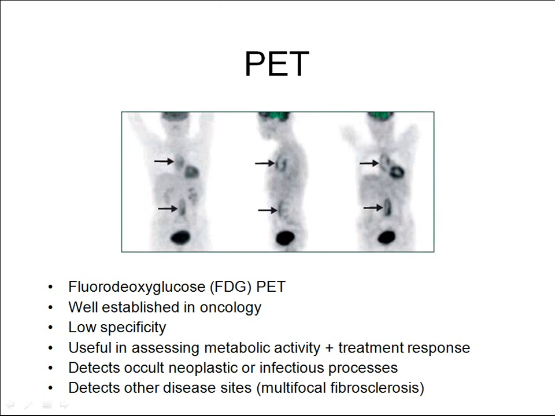PET scanning has been used in retroperitoneal fibrosis, although not commonly used, especially in Canada. This involves administration of fluorodeoxyglucose, or FDG. The use of PET scanning is well established in oncology, and although it has a low specificity for RPF, it's useful in assessing the metabolic activity of the disease and response to treatment. Also, it's useful in detecting occult neoplastic and infectious causes, and at detecting other disease sites, such as are seen in multifocal fibrosclerosis.